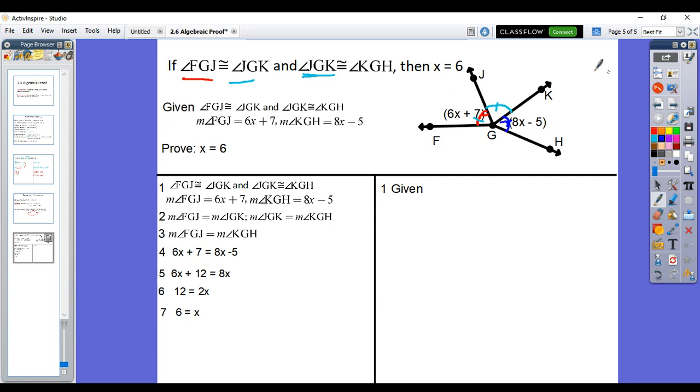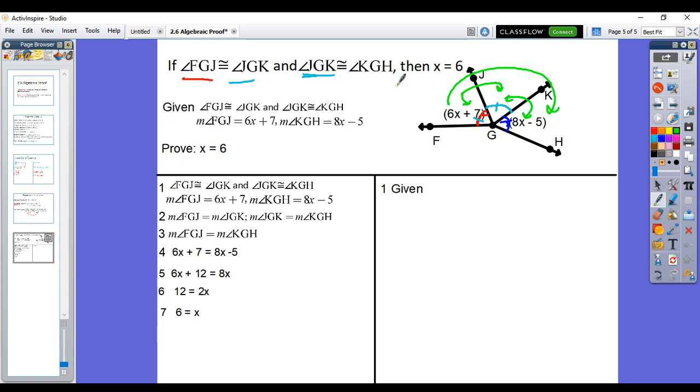So let's think about this. I'm going to do this in green. So this and this are congruent, and this one and this one are congruent. So by transitive property, we can ultimately say that this first one's congruent to this last one. So let's say that. So we have our first statement right here: FGJ congruent to JGK, and JGK is congruent to KGH.